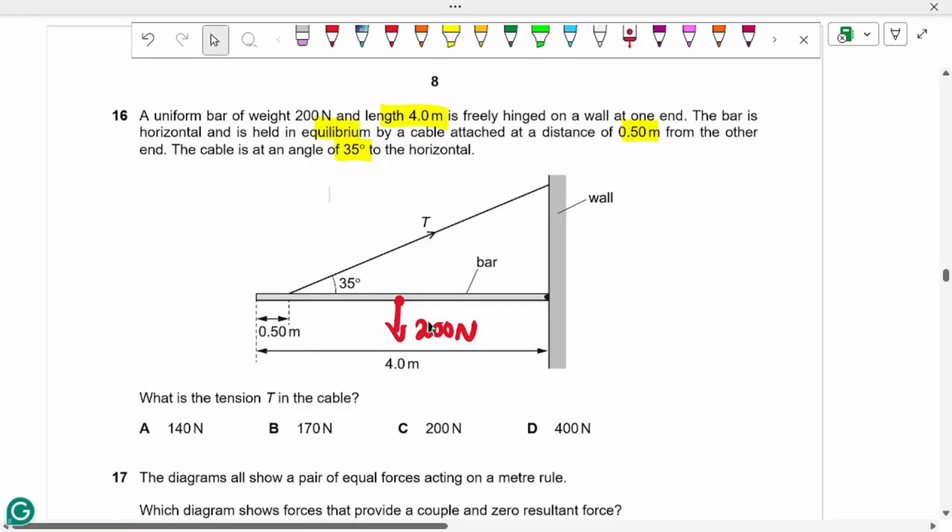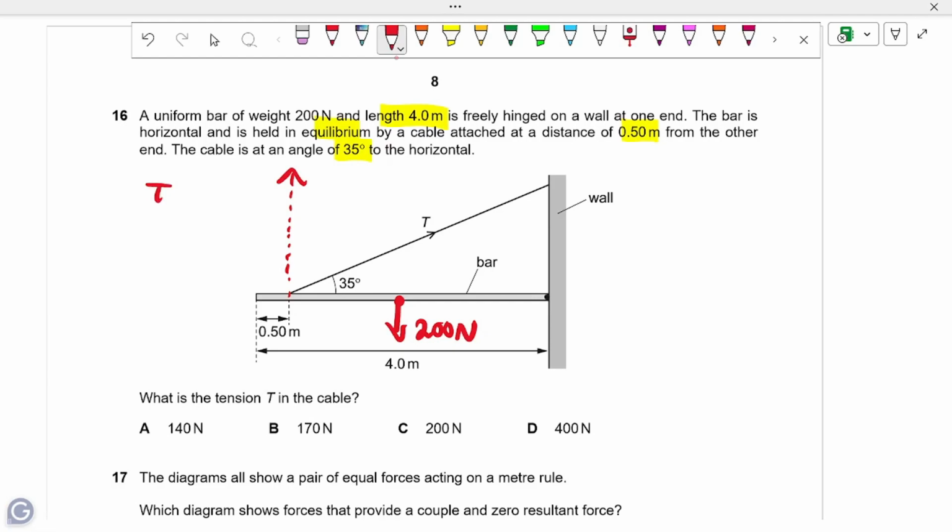You're looking at this question, you're like, I don't know where to start. I don't know how to solve it. Or what you can do is you look at that tension, right? You can resolve and basically compare components. If I were to resolve this tension and look at it in this vertical direction, you're just thinking, what can I try to do to solve this problem? This will actually be T sine 35, right? You've resolved the tension to be T sine 35.